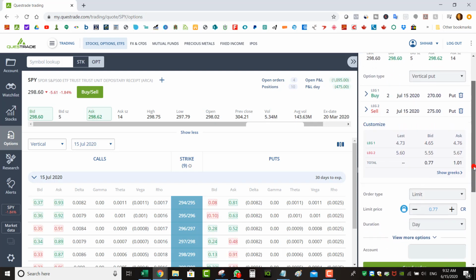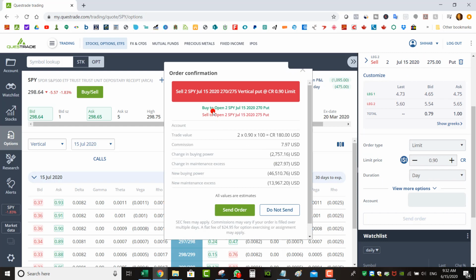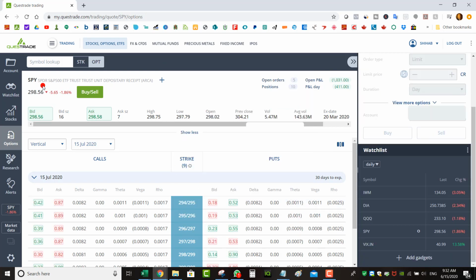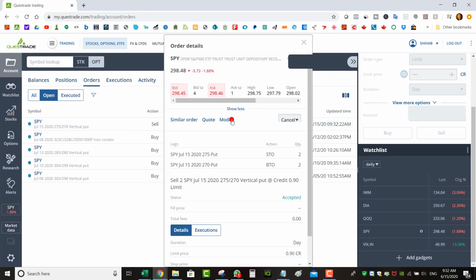I'm doing 2 contracts, and you can see that I can collect anywhere between 78 cents and $1. So I went with 90 cents. It didn't get filled, so sell to open, buy to open, 275, 270, trying to collect 90 cents. It's not going to get filled. Here, send order. And now I'm going to go back to orders and maybe just modify it a little bit.